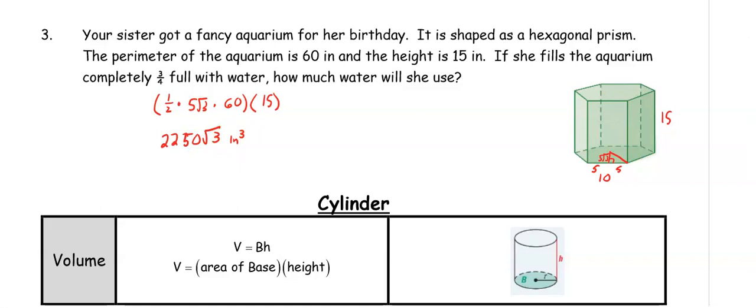Now, that's if we were filling the whole aquarium. But we don't want to fill the whole aquarium with water because we need to save some room for the little rocks on the bottom and the fish to swim around and to be added to the tank. So we're only going to put it 3/4 full of water. So to figure out how much water she uses, we're going to take the volume and multiply by 3/4. So when we do that, we get 687.5 root 3 inches cubed.